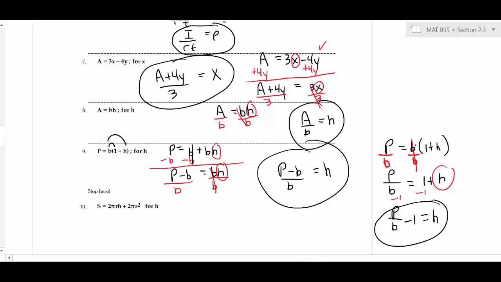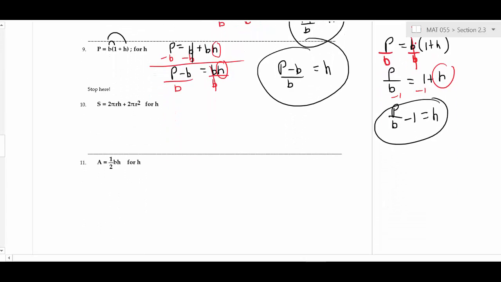Those two answers are the same. Is that what you got? That's what I thought you did, and that's fine. They're both the same. The reason they're both the same is, if you look at this, don't you see a p over b there? How about this? What's b over b? 1. It's the same. The answers look different, but I promise you they're both right. All right, let's go to 10.